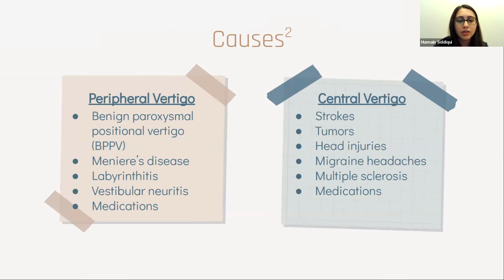All right, so getting into some of the causes of vertigo. I broke them up based on whether it's peripheral or central. The most common cause of vertigo is benign paroxysmal positional vertigo, or BPPV. Essentially, changes in your head position cause that vertigo to occur. That can include lying down, sitting up, or turning over in the bed.